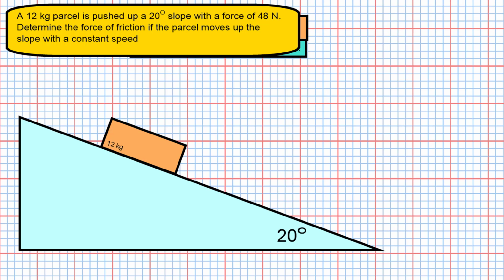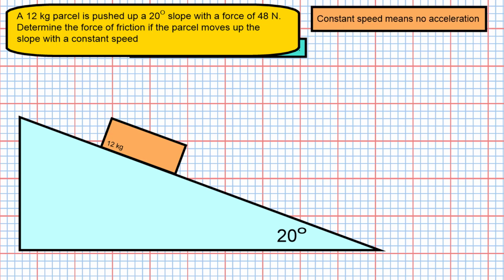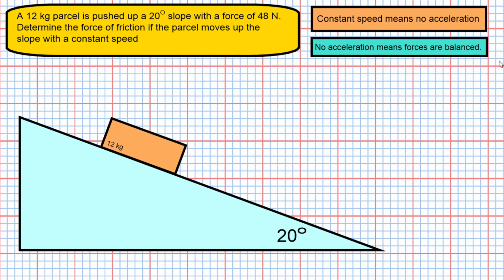Worked example number 3. A 12 kilogram parcel is pushed up a slope of 20 degrees with a force of 48 newtons. Determine the force of friction if the parcel moves up the slope with a constant speed. Now, if we've got a constant speed, it means there's no acceleration. The block is not accelerating. And if the block is not accelerating, we can use this statement: the forces are balanced on the block. So all the forces acting upwards will be balanced by all the forces acting downwards. Constant speed, no acceleration. So let's see where the forces are acting on this block.